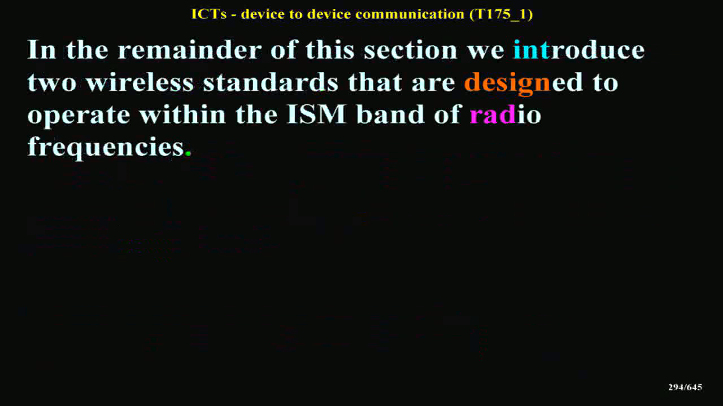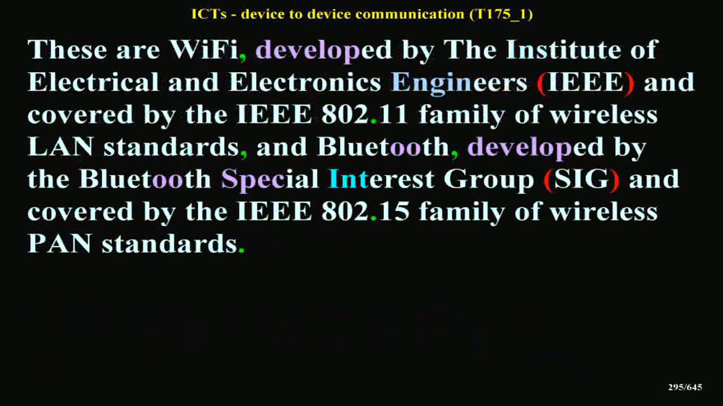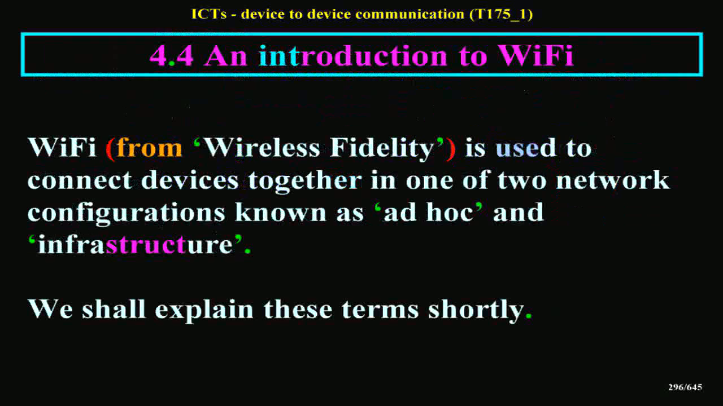In the remainder of this section we introduce two wireless standards that are designed to operate within the ISM band of radio frequencies. These are Wi-Fi, developed by the Institute of Electrical and Electronics Engineers (IEEE) and covered by the IEEE 802.11 family of wireless LAN standards, and Bluetooth, developed by the Bluetooth Special Interest Group (SIG) and covered by the IEEE 802.15 family of wireless PAN standards.